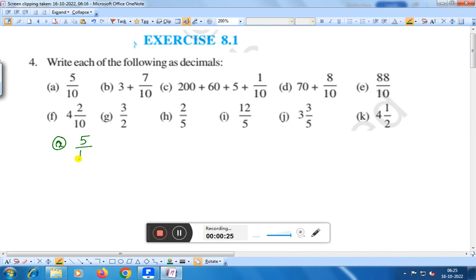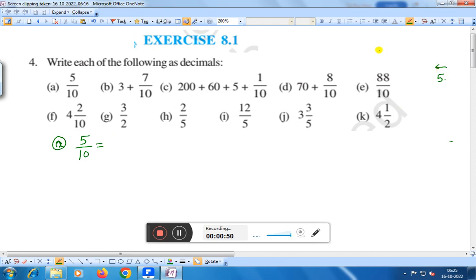5/10. What is the rule? If we divide a number by 10, then what is the meaning of 5 first? If you write 5 here, that means the decimal point is at the end of 5, right? That means you have to take this decimal point to the left side if it is divided by 10, right?